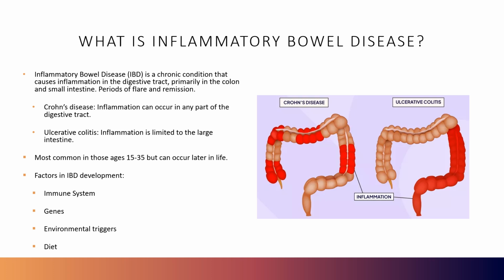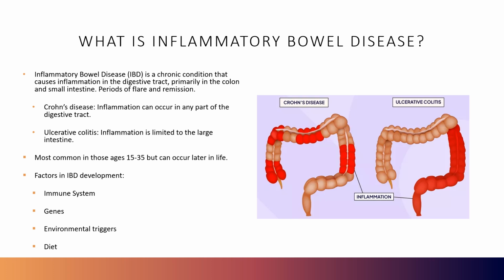So, what is inflammatory bowel disease? IBD is an umbrella term for chronic conditions that cause inflammation within the digestive tract. There are two main forms of IBD, Crohn's disease and ulcerative colitis. Crohn's disease can affect any component of the GI tract from your oral cavity to the anus and involves all layers of the gut. Ulcerative colitis only affects the colon and is primarily confined to the mucosal and submucosal compartments.